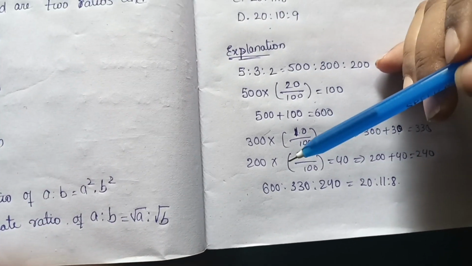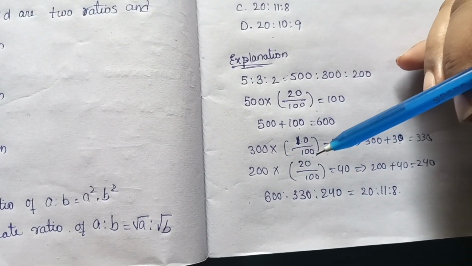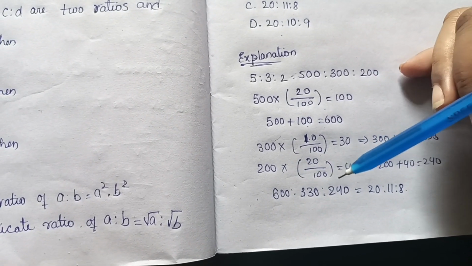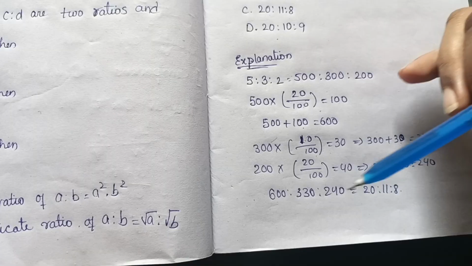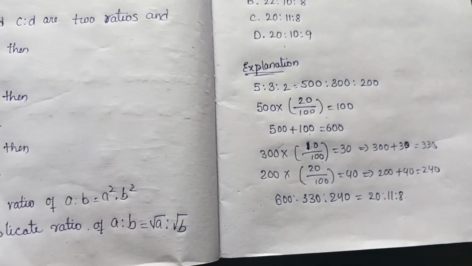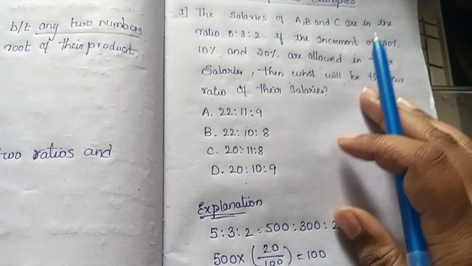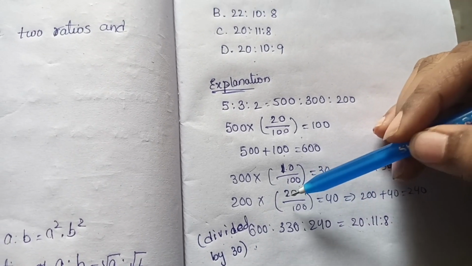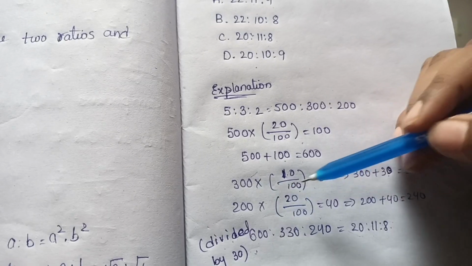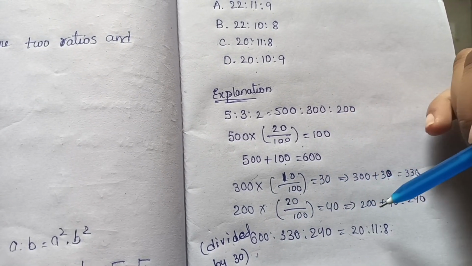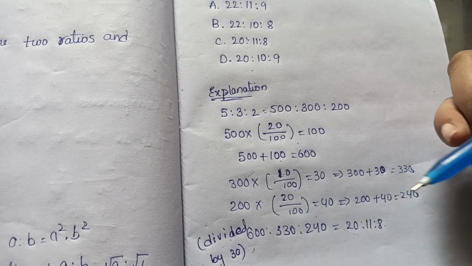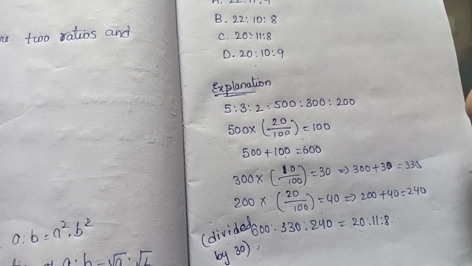Next, C's salary is 200. The increment is 20%. The 20% of 200 is 200 into 20 by 100 equal to 40. The new salary becomes 200 plus 40 equal to 240. So the new salary of C is 240. Step 3 is to write the new ratio.